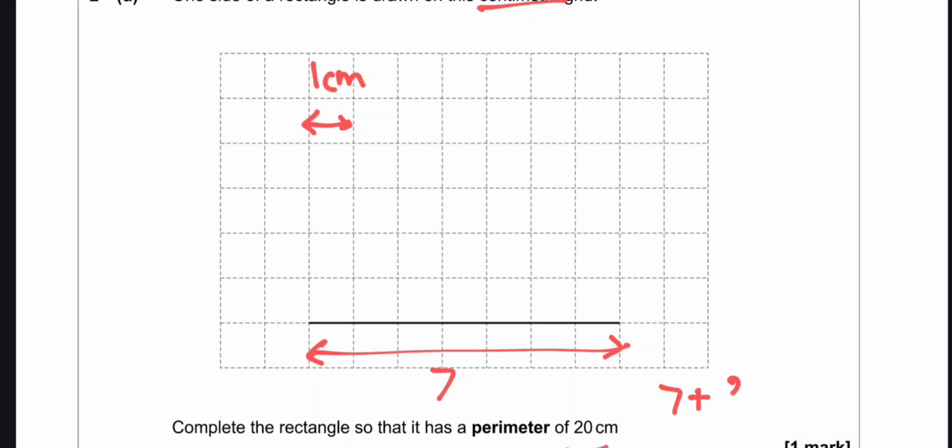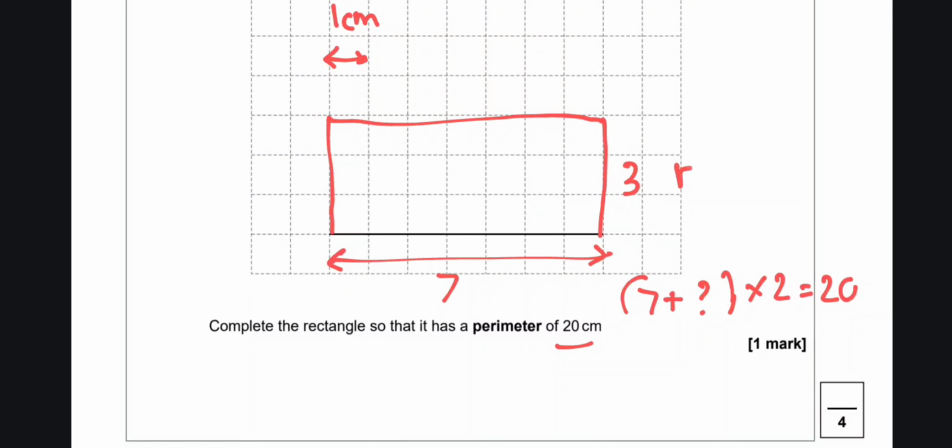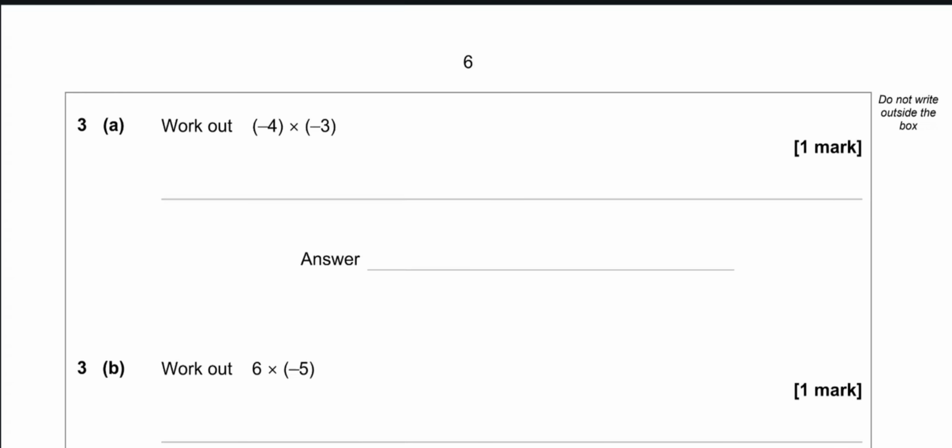So what would it be if I added the 2 together and then doubled it to make the perimeter? The only number that fits is 3, because 7 plus 3, then times 2 equals 20. That's the perimeter. And you can always check it afterwards by counting.